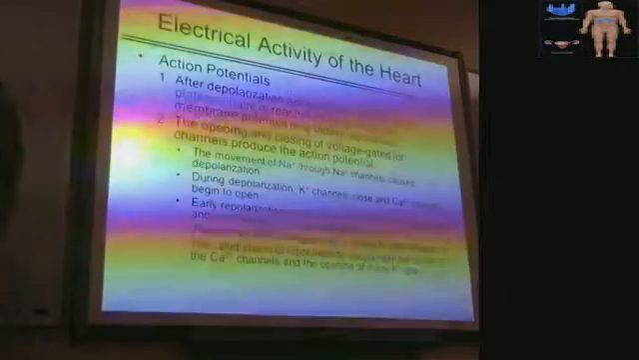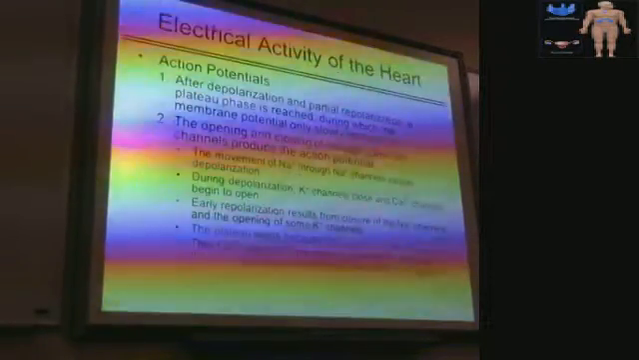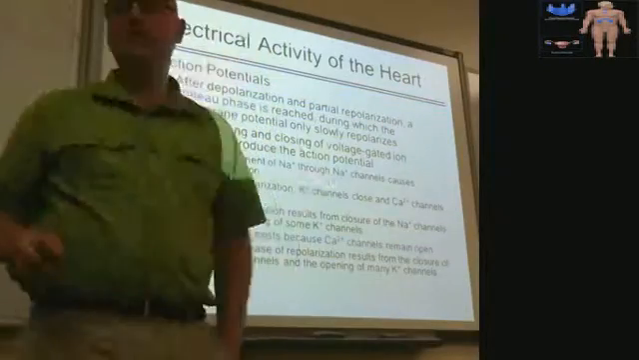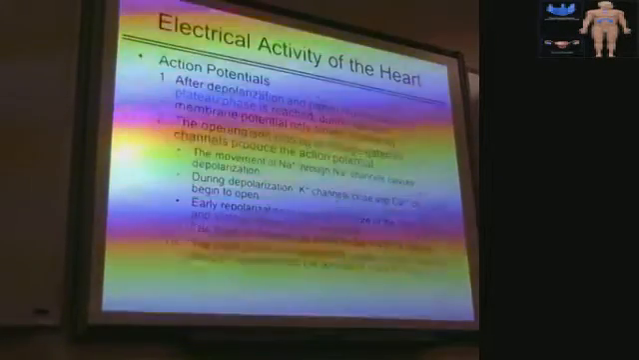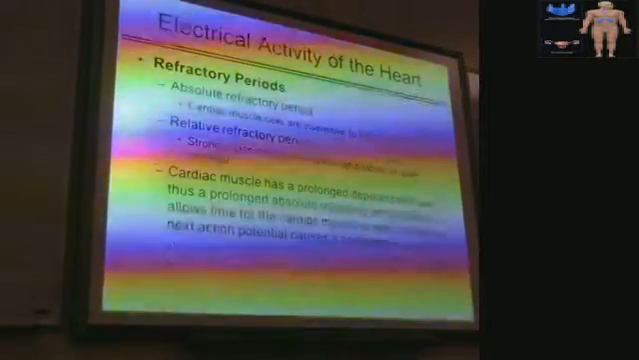The rapid phase of repolarization results from the closure of the calcium channels and the opening of the potassium channels. Okay, refractory periods of the heart. There's two different refractory periods.